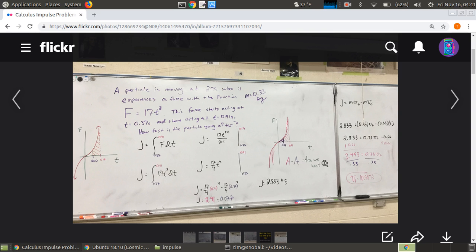Just like in the other problems, we take that impulse and set it equal to the change in momentum to get our final answer. So hopefully that helps you with the process of a definite integral. It's going to be really helpful for finding areas under the curve in impulses, therefore.